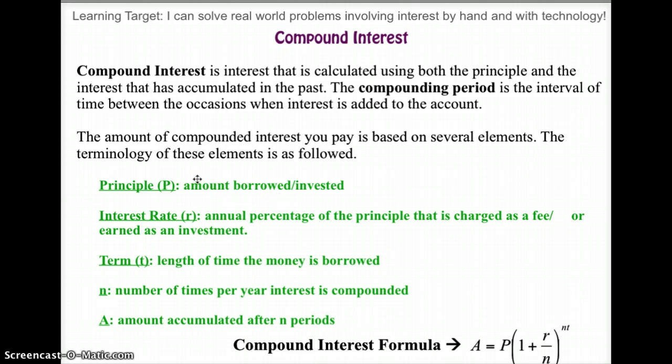So P is still our amount borrowed or the amount we invested. R is still our interest rate. T is still the length of our loan, the time, which is in years. I should specify that again, in years. N is the number of times a year we compound interest, and A is the amount calculated after N periods of interest have been added, okay? So this is our new formula for compound interest. We'll be using that a lot.